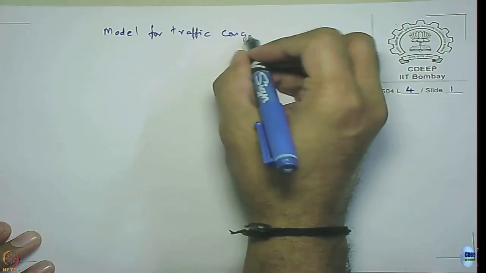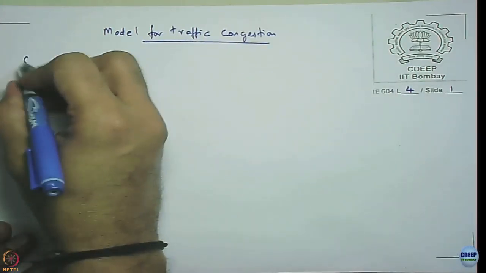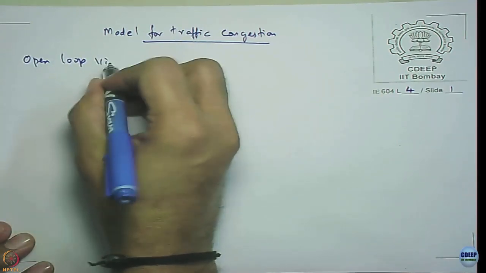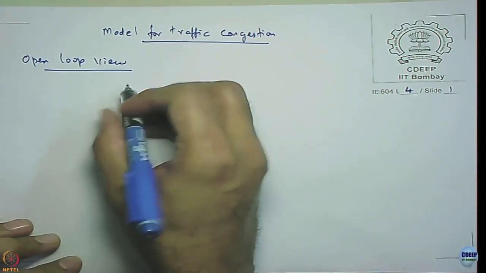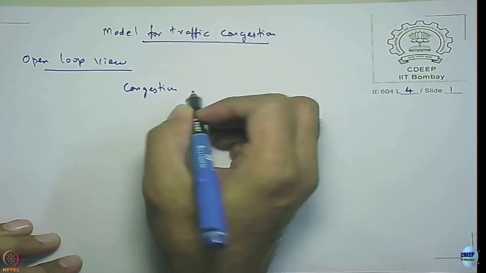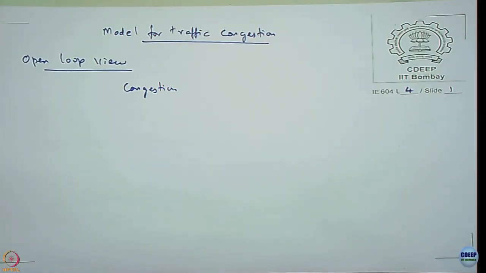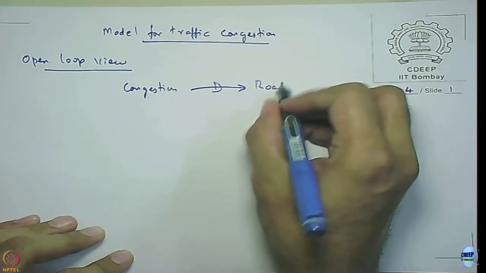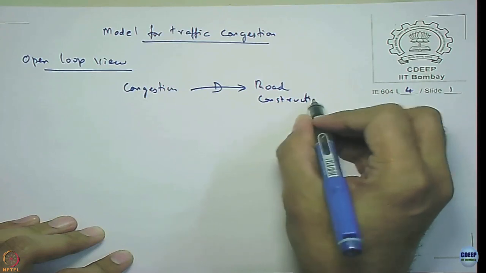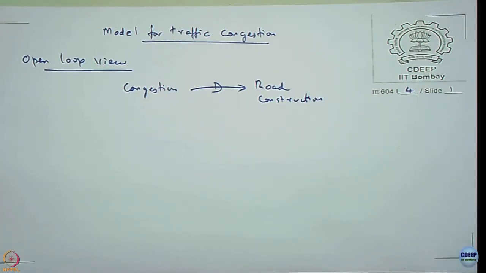So, a model for traffic congestion. Let's look at an open loop view. Pretty much what we want to try is that whenever there seems to be some congestion, and how do you measure congestion in the road, after a delay we find that road construction happens. Most of the time, it is not the other way. Initially there is a lot of congestion, then the government invests in expanding the road facilities there, and as soon as road construction is finished, traffic seems lighter and goes smoother.